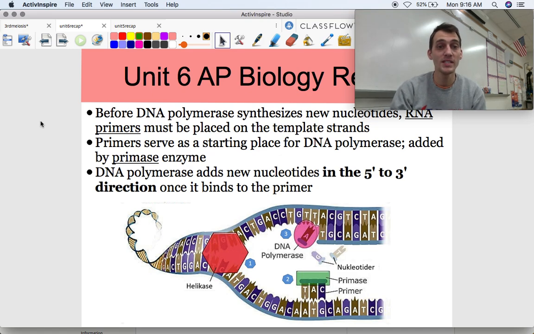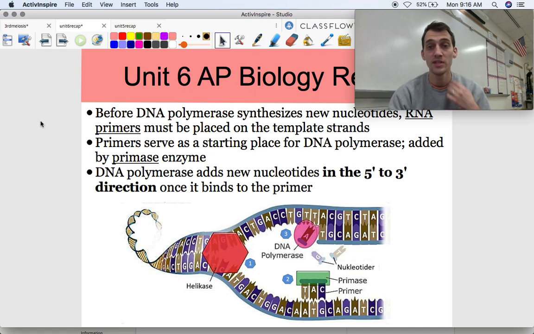Step 2 here, before DNA polymerase synthesizes new nucleotides, okay, RNA primers need to be placed on the template strands. Now, DNA polymerase needs a place to start. It's going to add new nucleotides based on the old strand. It's going to do its job, but it needs a place to start, and that's what primers are for. Prime means start or first, right? So that's what you can remember. Primers have to go first before DNA polymerase can go.